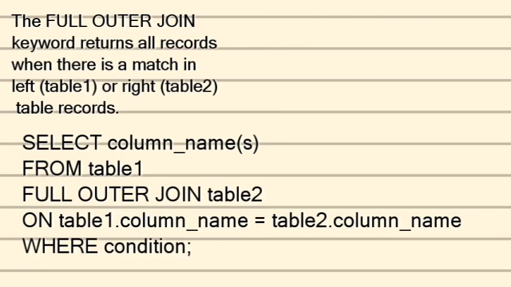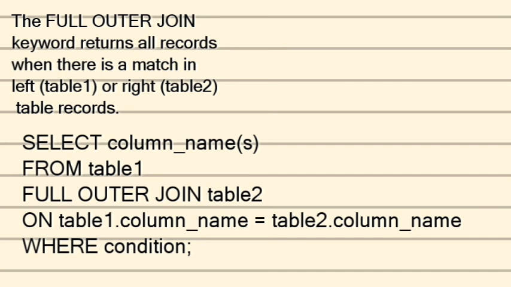The next kind of join that is available to me is the full outer join. Basically the full outer join is also called the outer join. The keyword returns all records when there is a match in the left or right table record. The syntax for this is select column name from table 1 full outer join table 2 on table1.column equals table2.column, meaning everything will remain the same, and a condition, if I want to specify, will work accordingly.